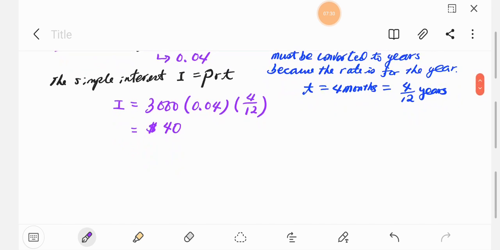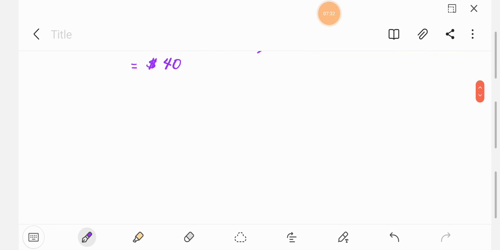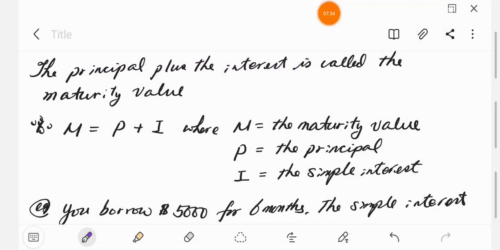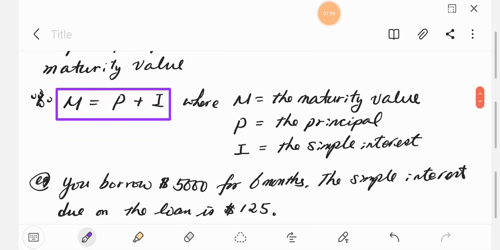All right, then let's try maturity value. The principal plus the interest you owed on a loan is called the maturity value. So it's really simple. The maturity value is the sum of the principal and the interest you owed. So the maturity value is the sum of what? Principal and interest.